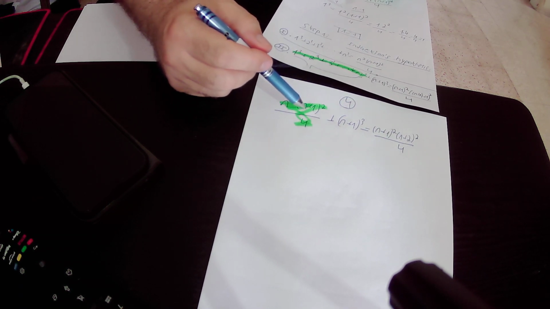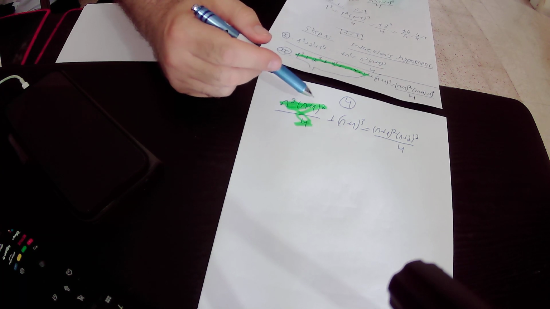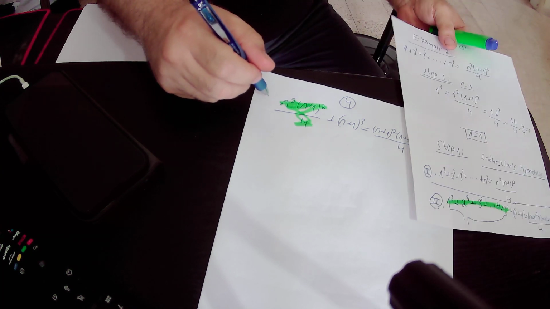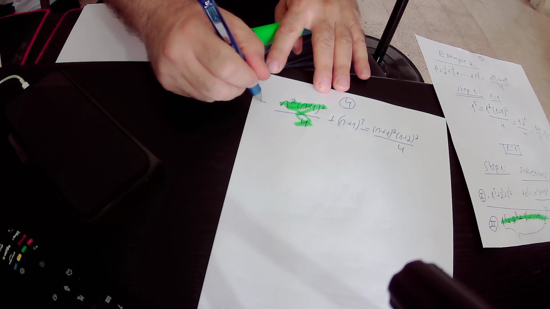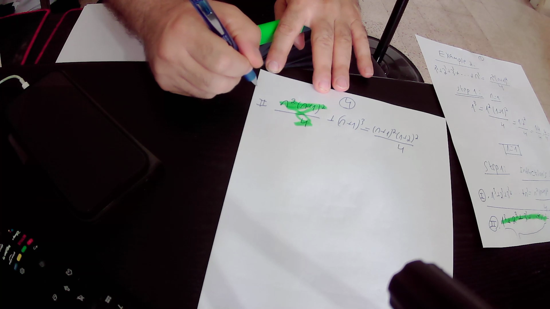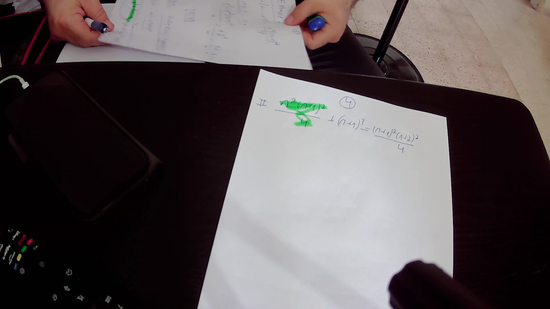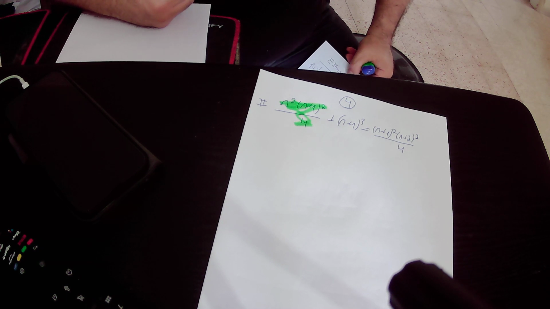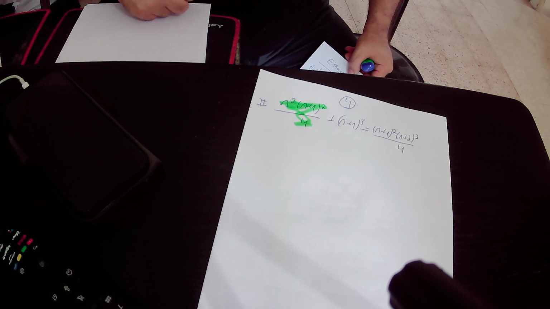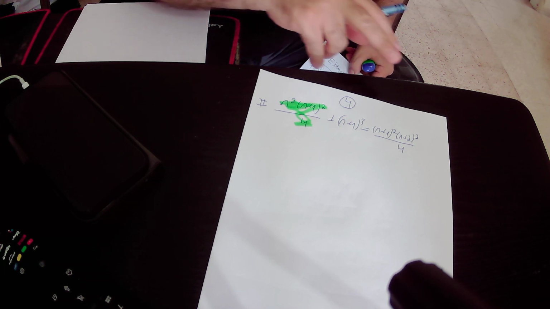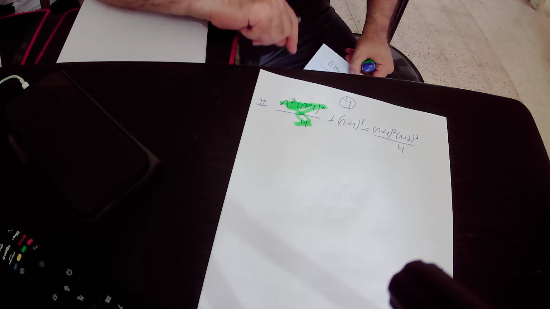Okay, so we must prove that the second expression is true. Now we actually can divide the two sides of the equation by n plus 1 squared because we have in both sides n plus 1 squared. So we will do it now.